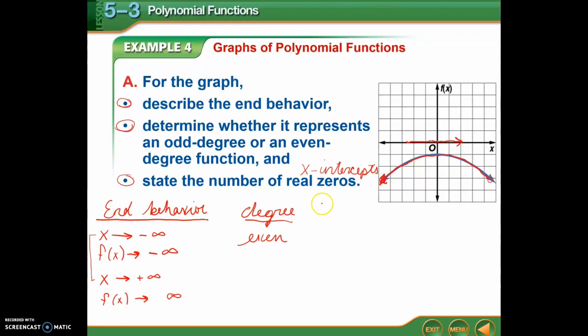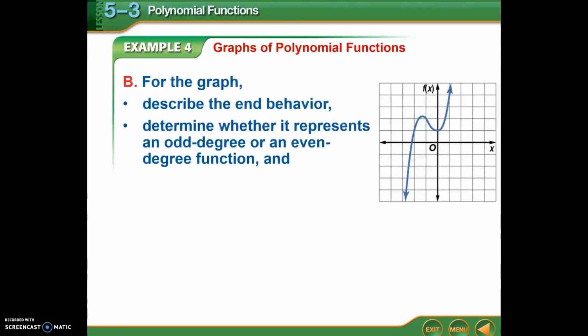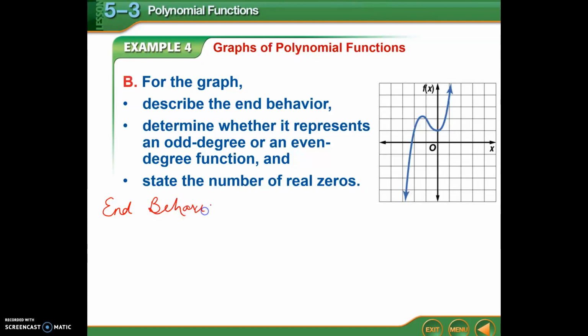And then the number of real zeros is how many times it crosses or touches the x-axis. We notice it's not touching it at all, so this would be 0. Okay, let's look at another one here. Again, describing the end behavior. What's happening at the ends of the graph, and we will worry about the middle part tomorrow.